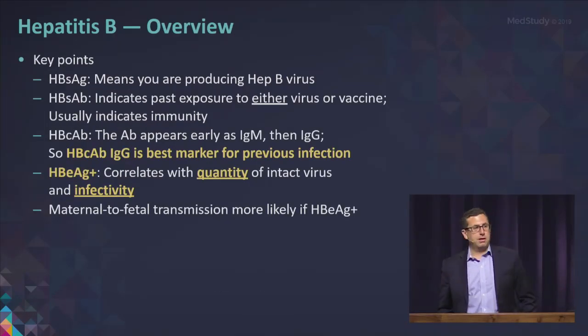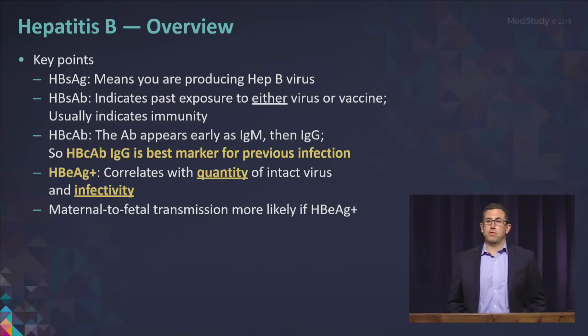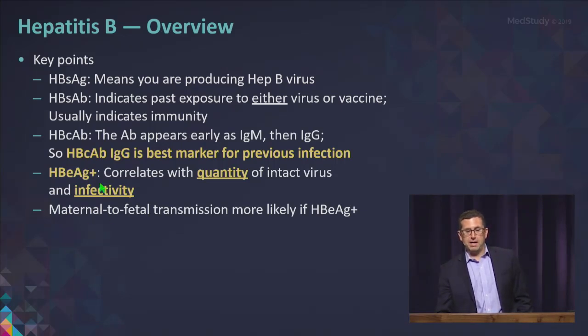Key points regarding hepatitis B is that if you see hepatitis B surface antigen on a blood test, it means you're producing Hep B virus. Hepatitis B surface antibody specifically indicates either past exposure to virus or vaccine, and it indicates immunity. Hepatitis B core antibody means that you have been exposed to wild type virus. This will not increase if you've been exposed to a vaccine.